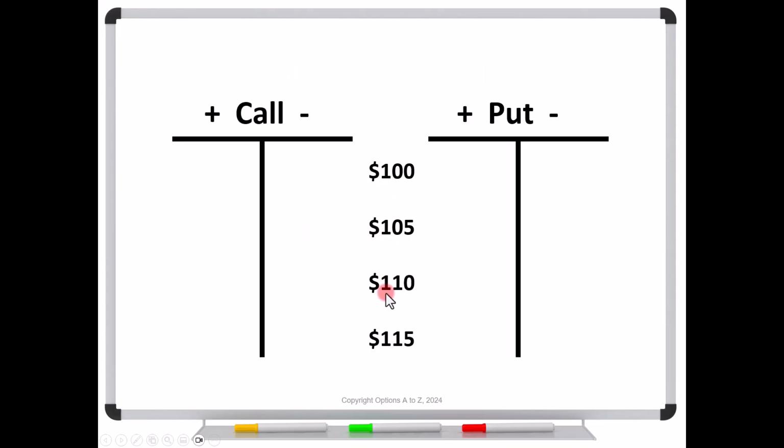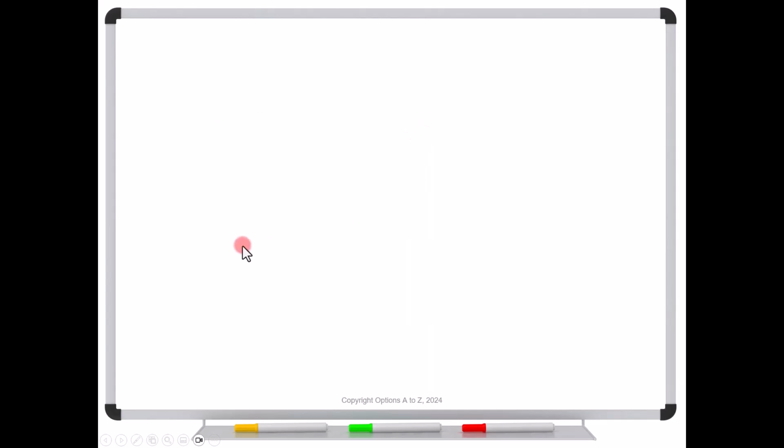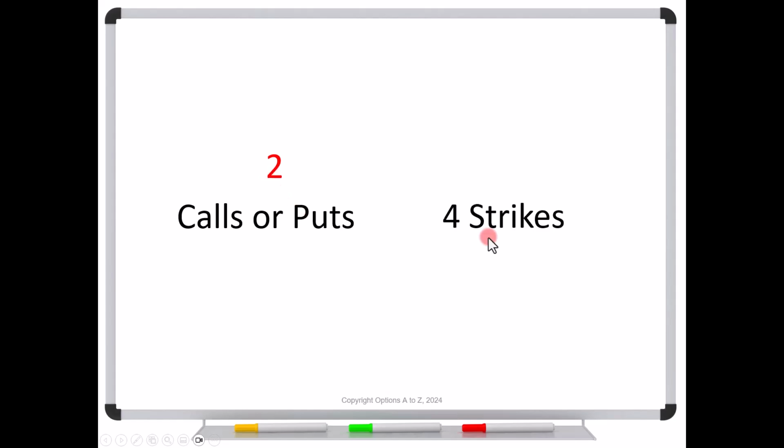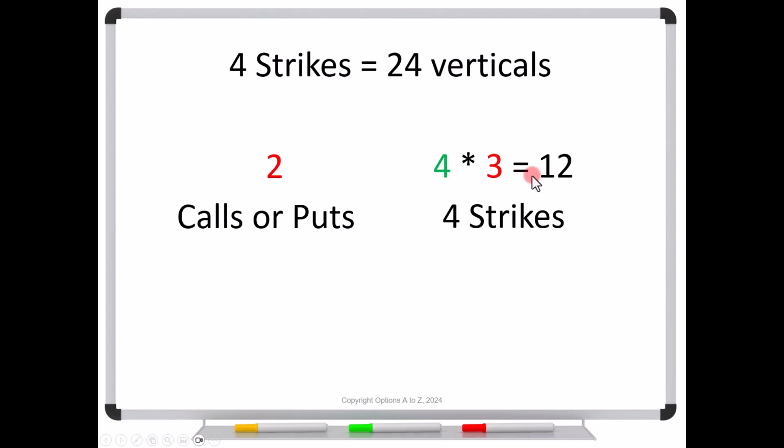What about with 4 different strikes? Well, now with 4 strikes, we have 24 different verticals. So again, we can choose between calls and puts. We have 2 choices there. And then with 4 strikes, we have 4 ways to choose the first, 3 ways to choose the second. There's 12. So 2 times 12 equals 24 different verticals.